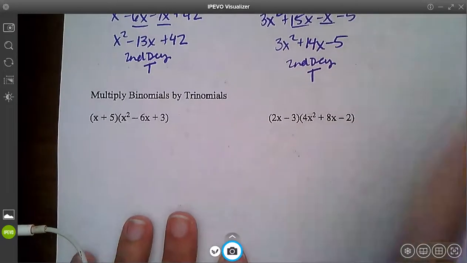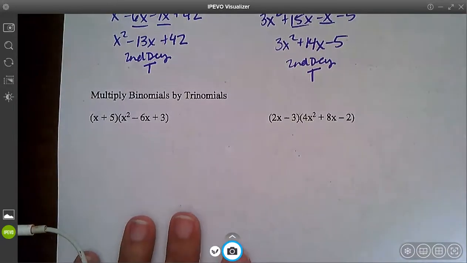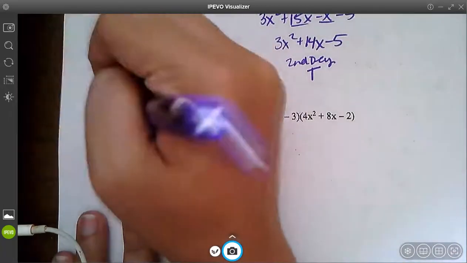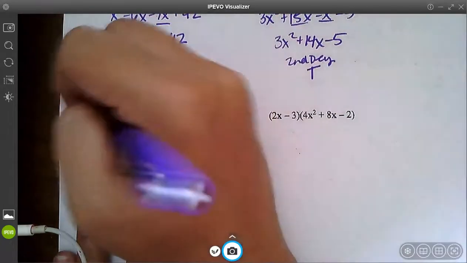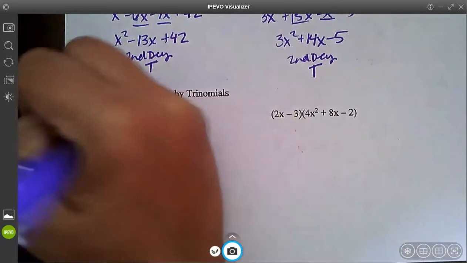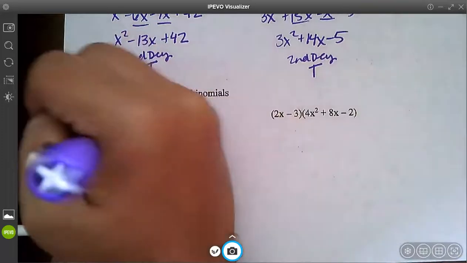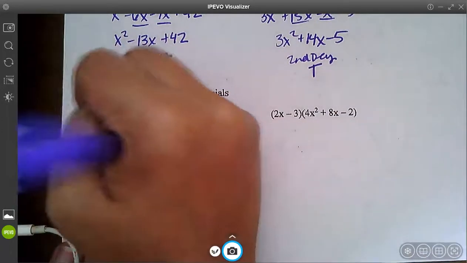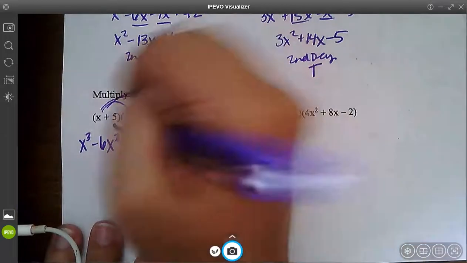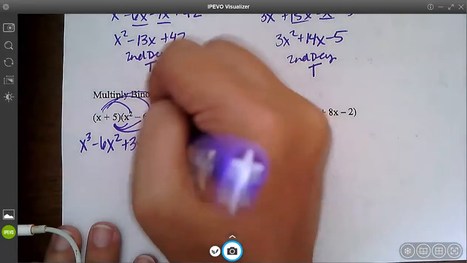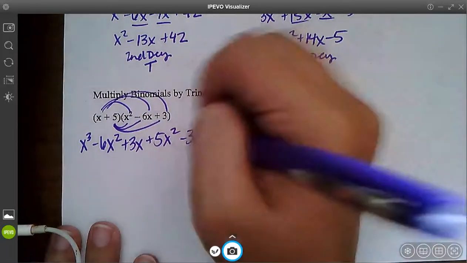When you multiply binomials by trinomials, you're essentially foiling. You just have one more thing you need to distribute to. So your x is going to go to all three things, and so is your 5. So x times x squared is x cubed. X times negative 6x is negative 6x squared. X times 3 is 3x. And then I'll need to take my 5. 5x squared minus 30x plus 15.